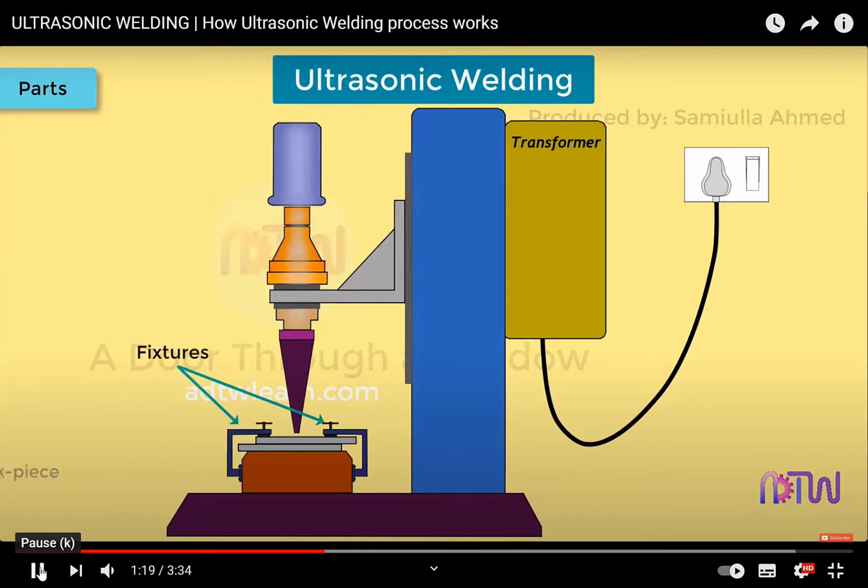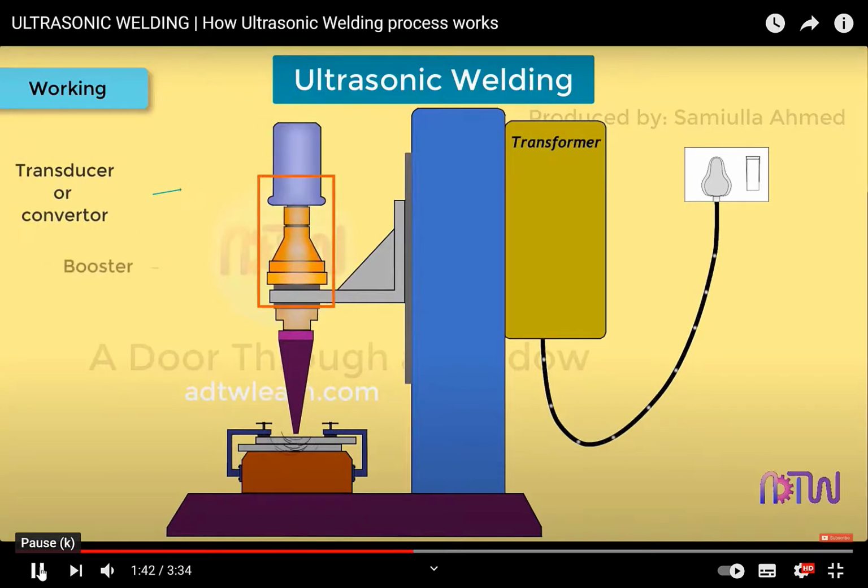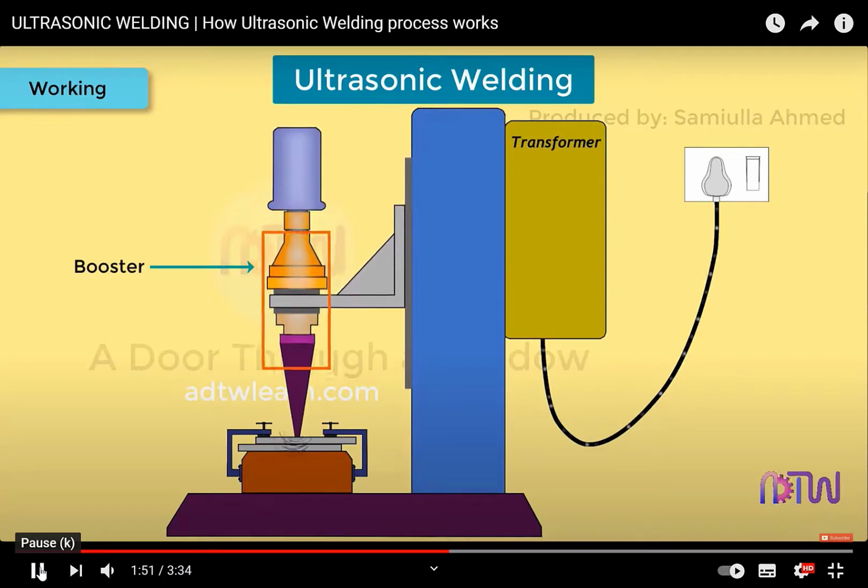Fixtures: fixtures are the devices used to hold and clamp the two workpieces together. Working: the parts to be joined together are held in contact with each other under pressure by using the press and fixtures. Then high-frequency electric signals are converted into high-frequency mechanical vibration with the help of a converter or transducer. Then it is fed to the booster, which amplifies the vibrational energy. This high-frequency vibrational energy is then transferred to the workpiece with the help of a horn.